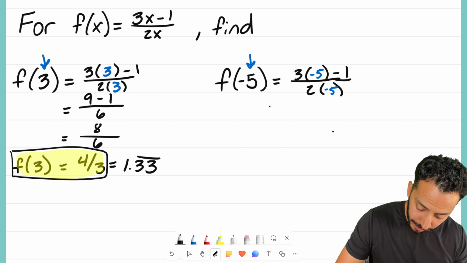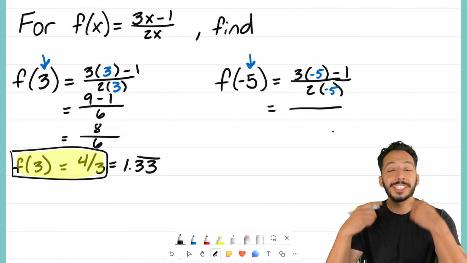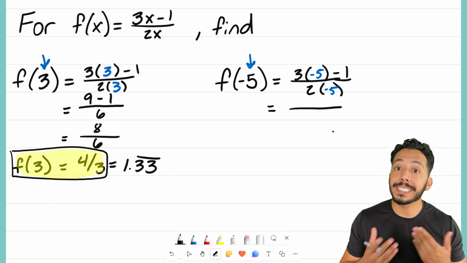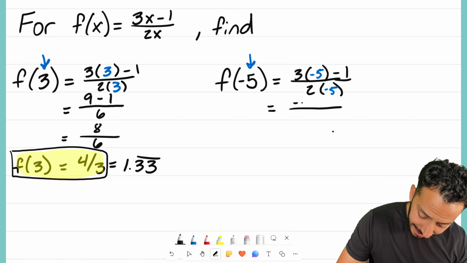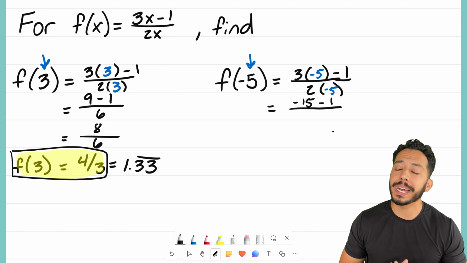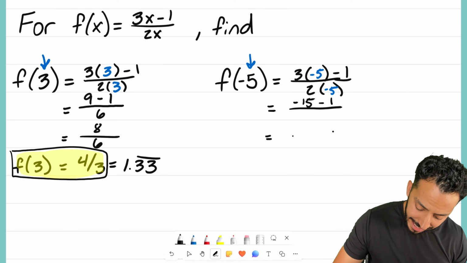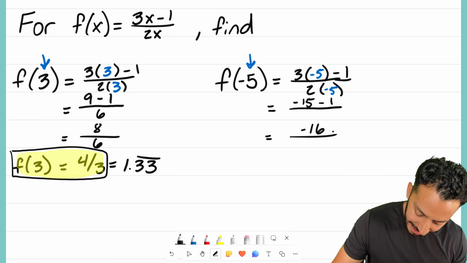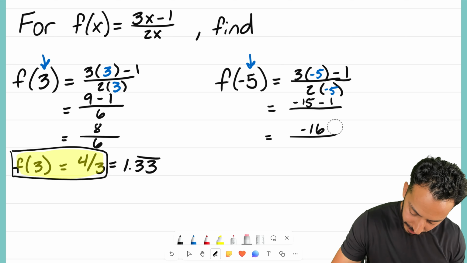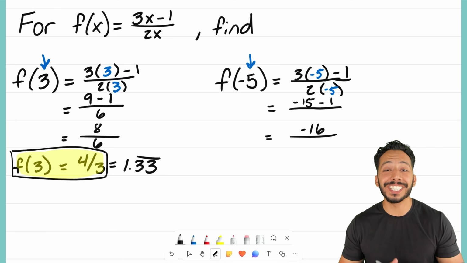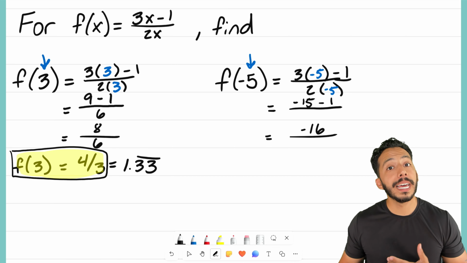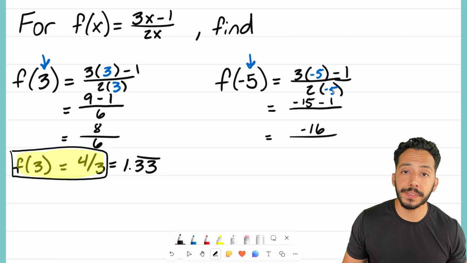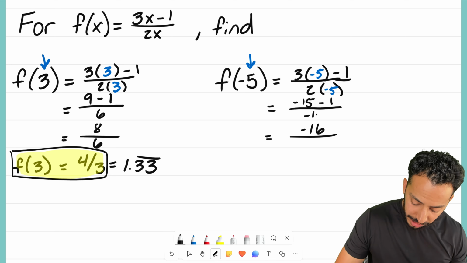So again, we're gonna focus in on just the numerator, just the top part. And on the top, we have 3 times -5. Well, 3 times -5 is gonna give us -15. Don't forget the -1. That -1 is still there. And -15 minus 1 more is actually going to give us -16. So the numerator is -16. Now let's do the denominator. The denominator is 2 times -5. And 2 times -5, well, that is just -10.